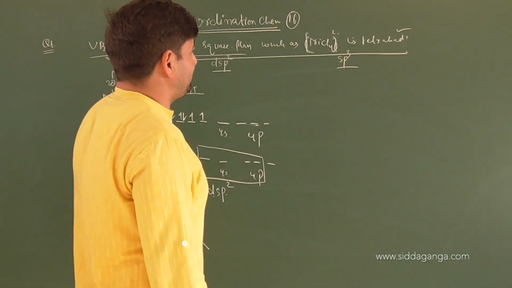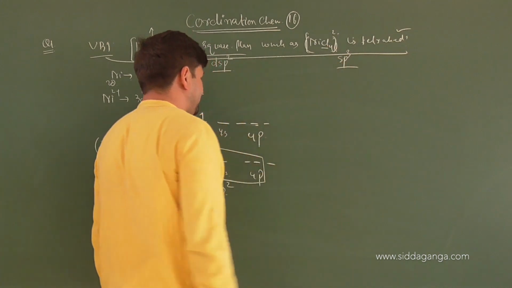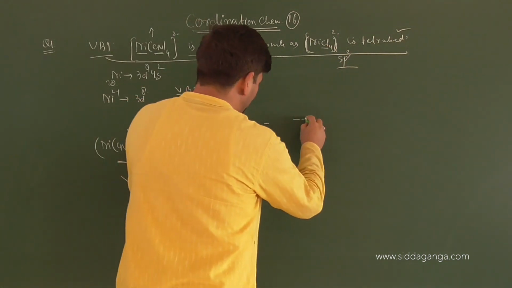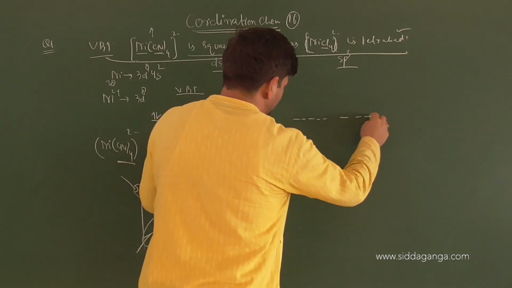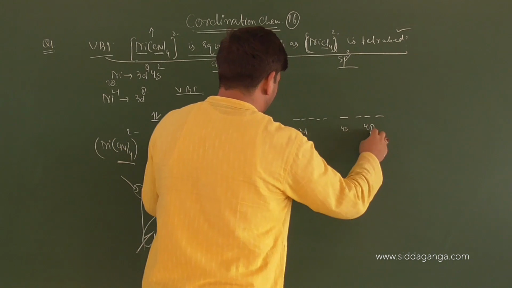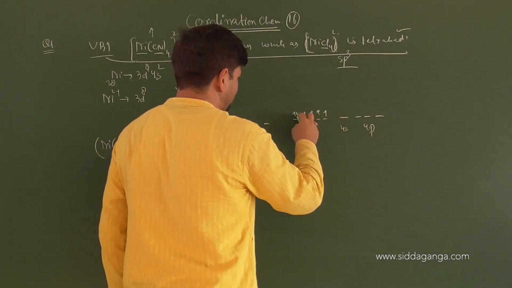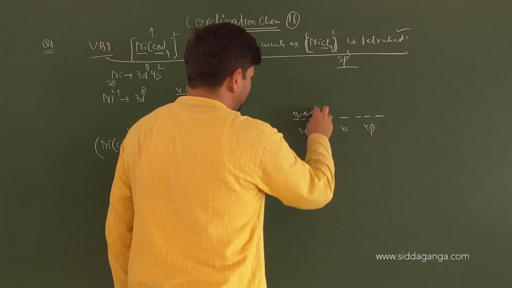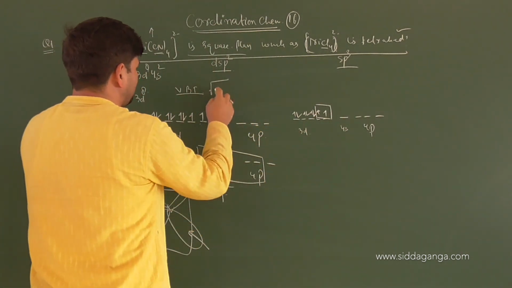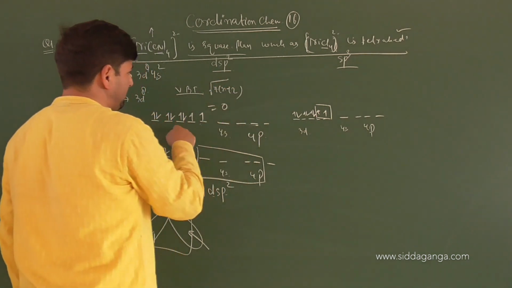Clear? Now if it is NiCl4, why is NiCl4 tetrahedral? Chlorine is a weak ligand, right? So what will happen is, this will remain as such. 1, 2, 3, 4, 5, 4s, 4p. So this is 3d, this is 4s, and this is 4p. How many electrons? 1, 2, 3, 4, 5, 6, 7, 8. There will be 2 unpaired electrons as such. The magnetic moment of this complex will be root of n into n plus 2, where n is 2, since there are two unpaired electrons.